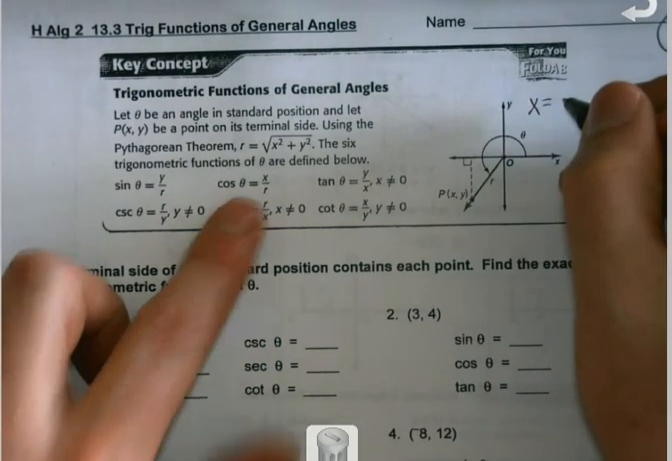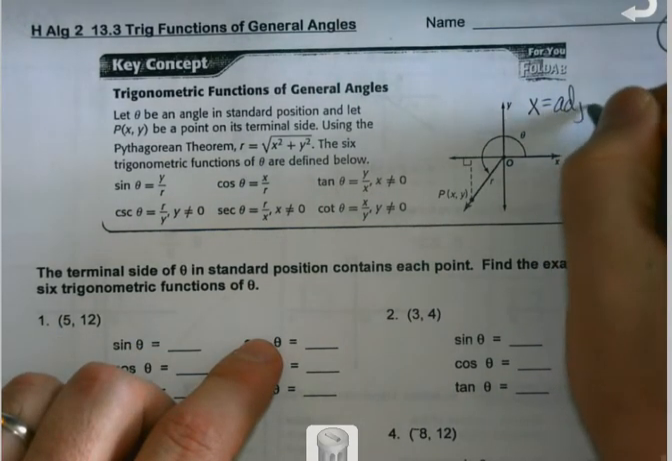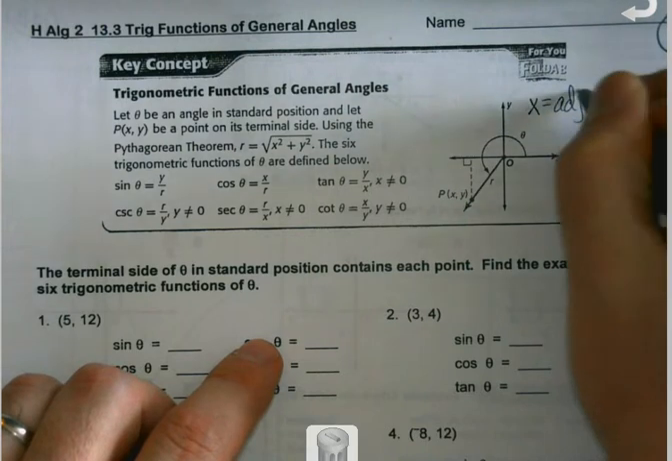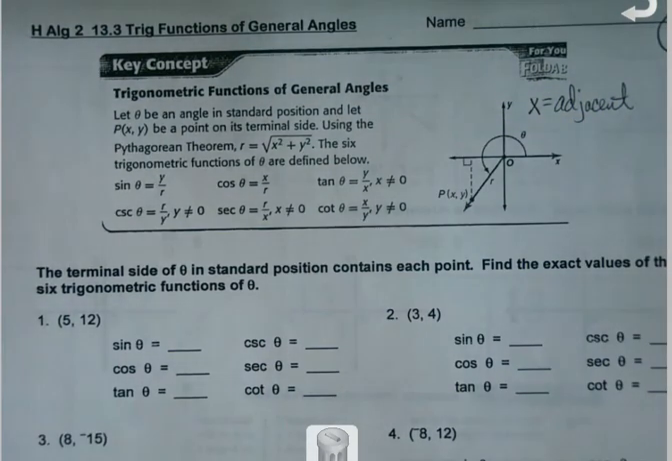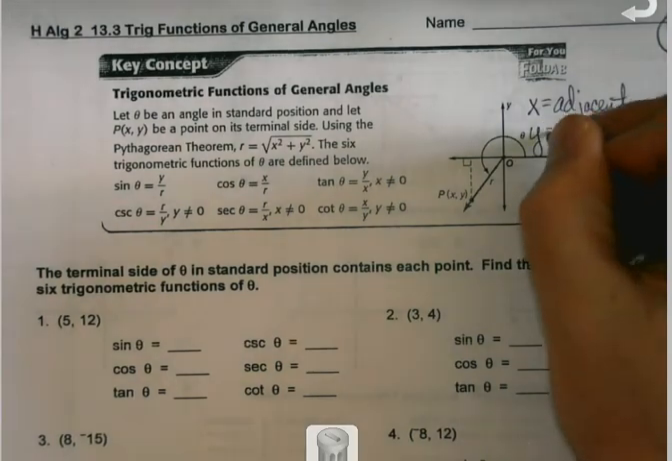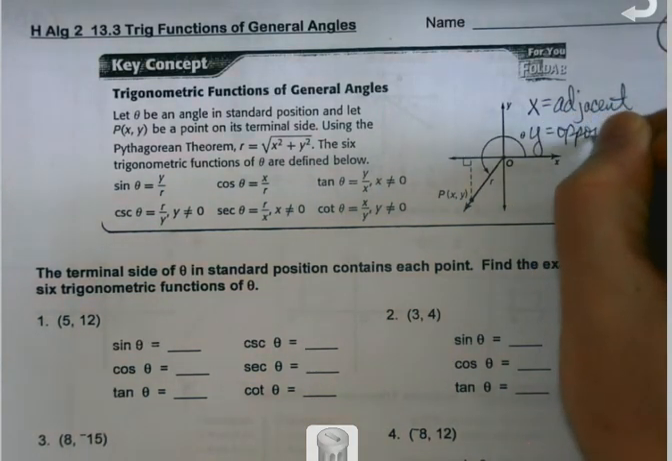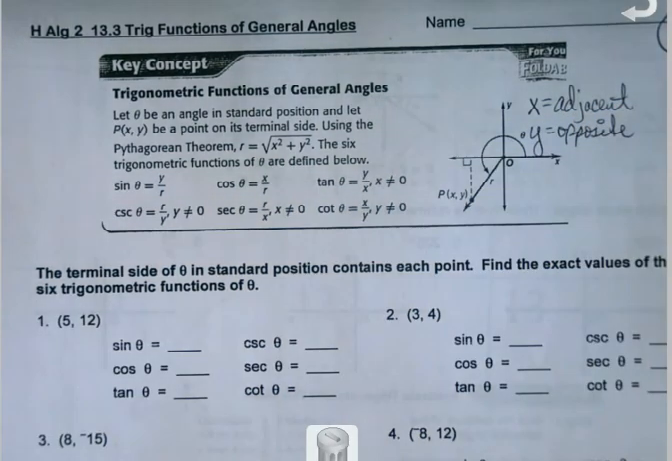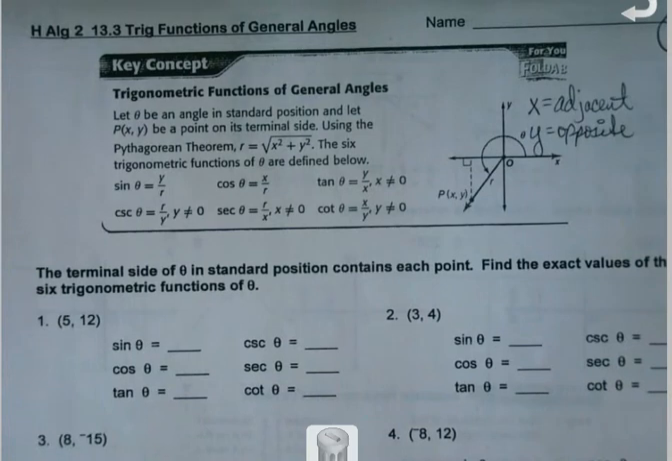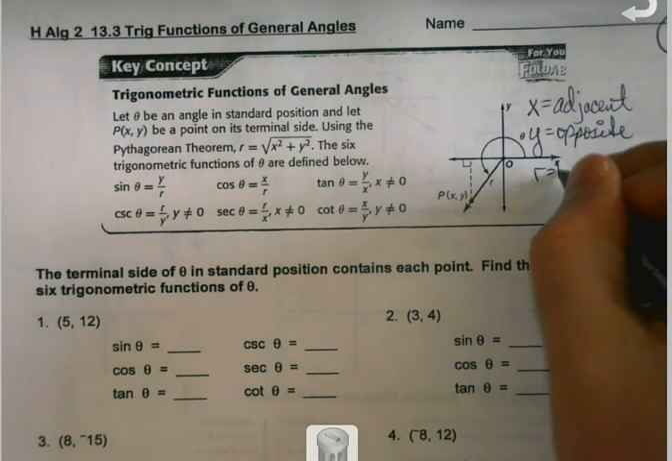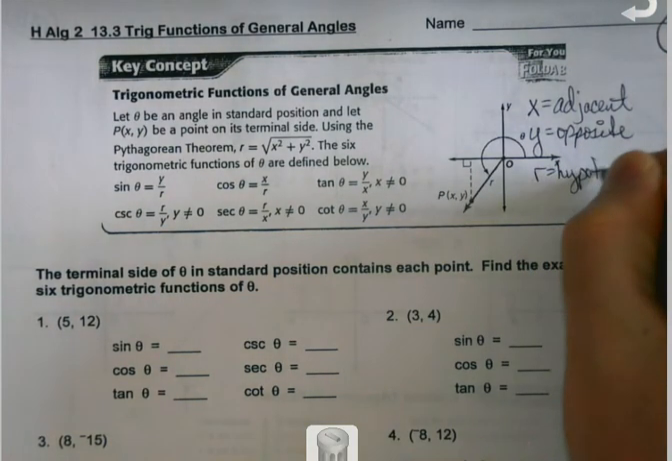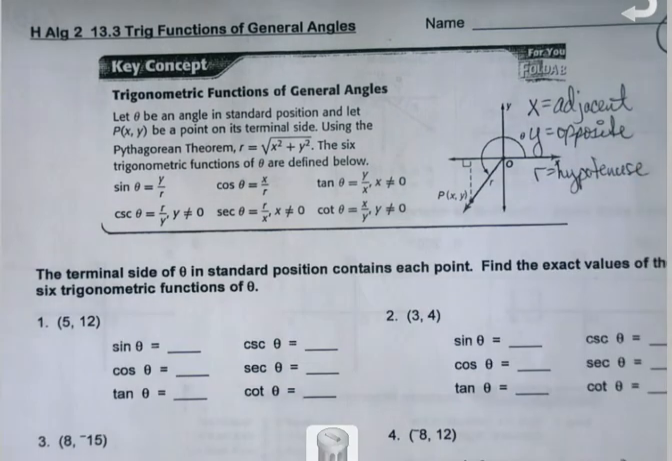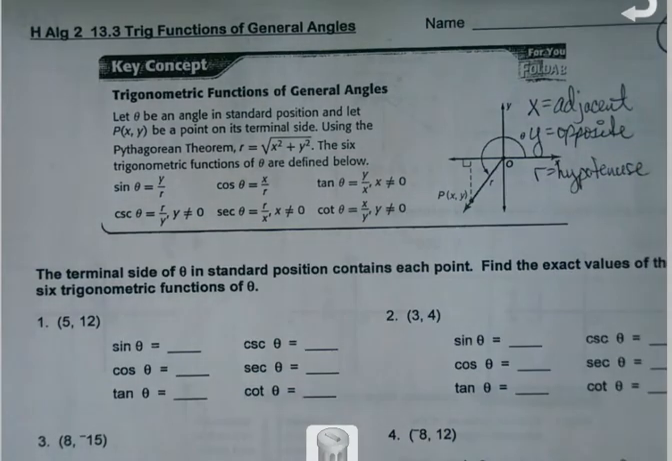When we're talking about x's over here, we're going to be talking about the adjacent side of our triangle. And that'll even be true once we're given coordinate points. The y value is going to be the opposite side of our right triangle. And r is going to be our hypotenuse. So everything you know about the basic 6 trig functions is still going to be the same. It's just going to be the way we go about finding them.